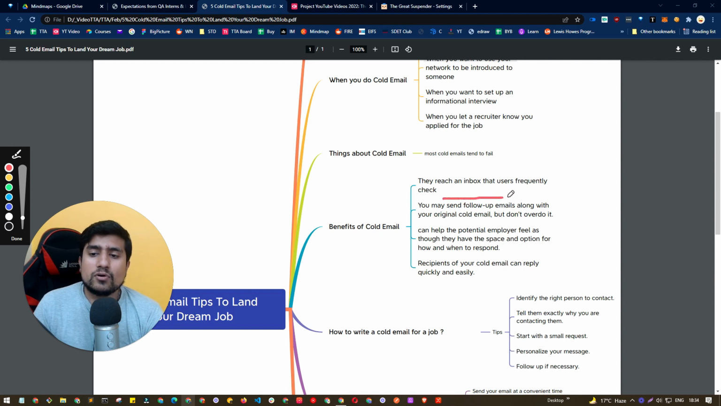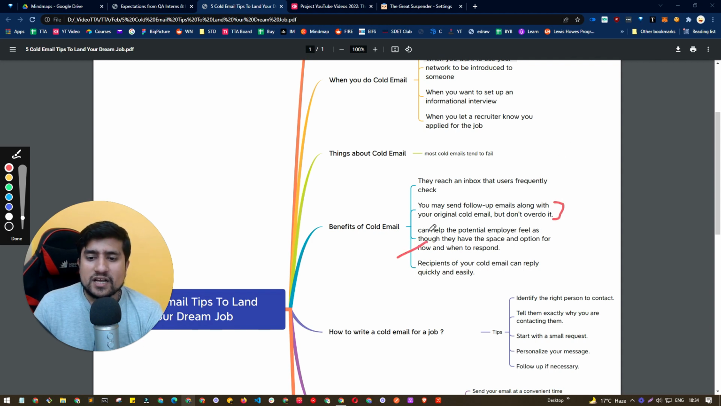You may send follow-up emails about your original email, but don't overdo it. That's what I'm saying, right? Follow up two or three times is fine, right? I have tried four or five times also, but if they are not replying, they will not reply. But after one or two replies, I think the second or third has the most probability of getting an answer. So make sure you do that.